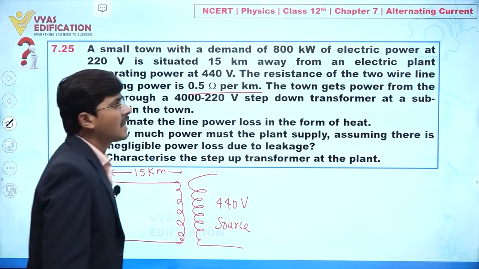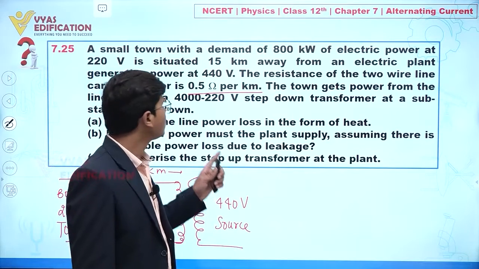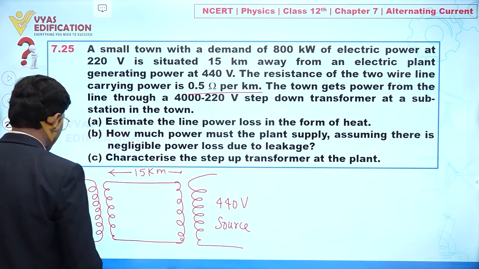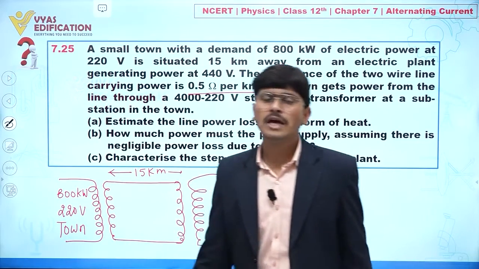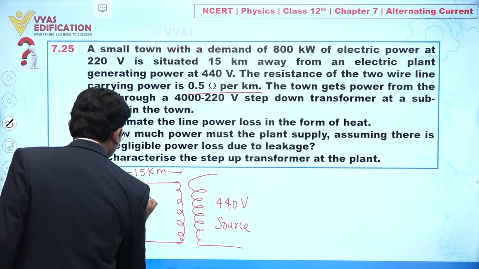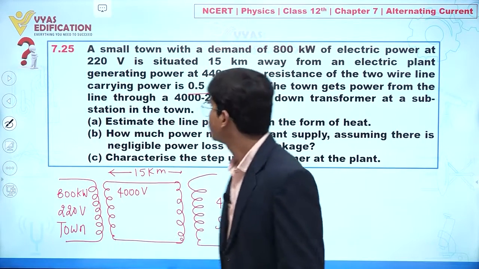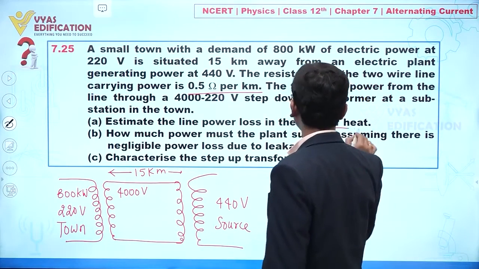The town gets power from the line through a 4000-220 volt step-down transformer. It means that at the secondary side we have voltage 220 volt, and on this side we have voltage 4000 volt. It is given in this question. Now we have to estimate the line power loss in the form of heat.